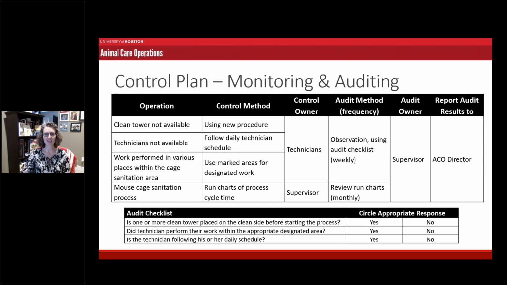The last thing in the table about the control plan is in terms of actually monitoring the mouse cage sanitation process, we did develop run charts so we can look at the cycle time of our process over time. The supervisor is going to create those charts that are going to be reviewed monthly, and then we can show our performance to the technicians, but also the director, and make sure that we're adhering to continuing to have a nice streamlined process that does not take an excessive amount of time.